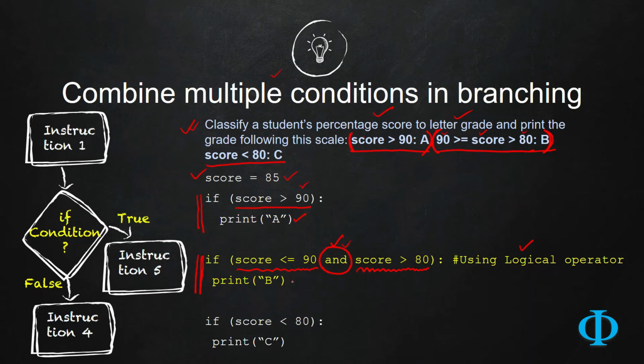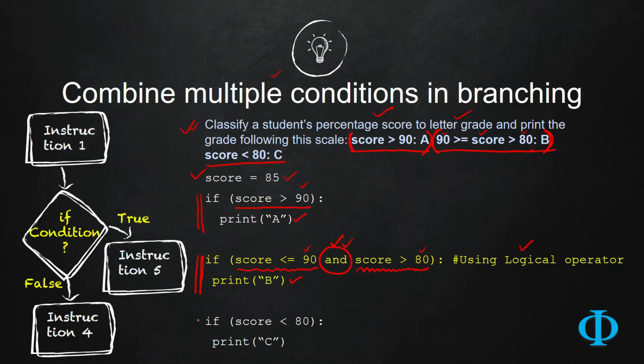So this condition, utilizing this AND operator, is checking whether the score is in between 80 and 90. And whenever it is true, whenever score is less than or equal to 90 and score is greater than 80, or in other words in between 90 and 80, then it will print B.